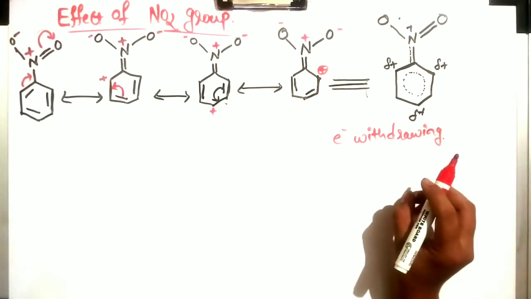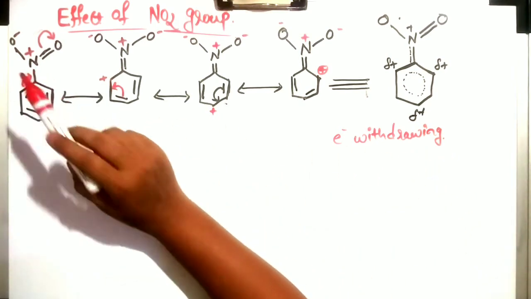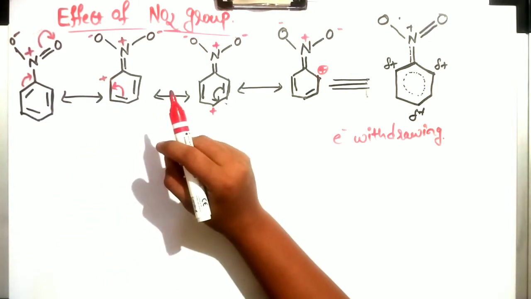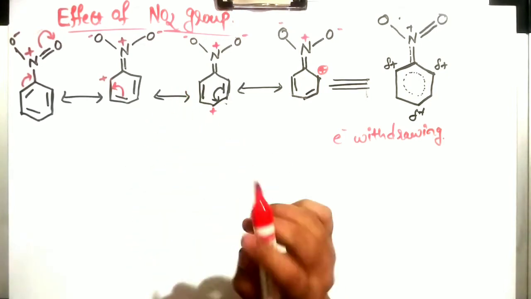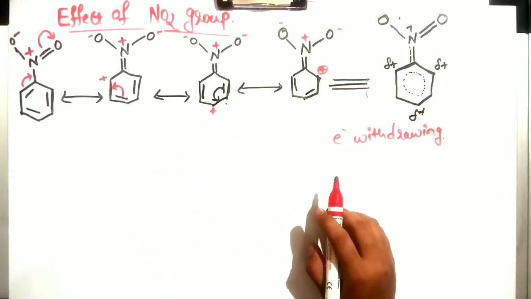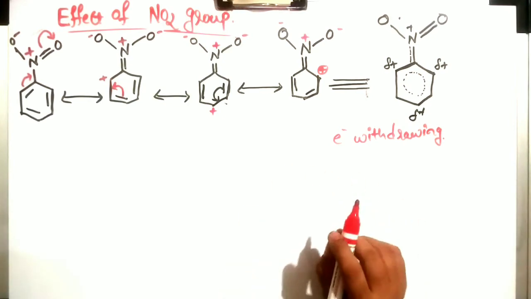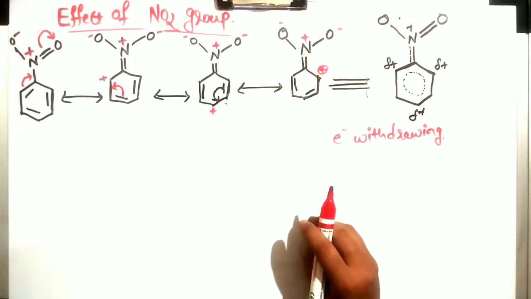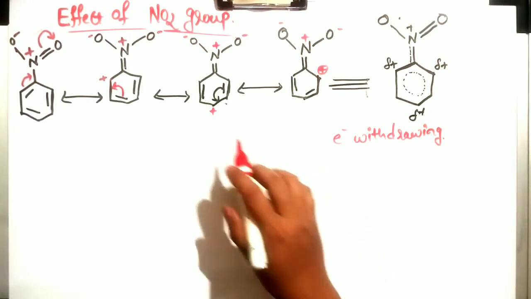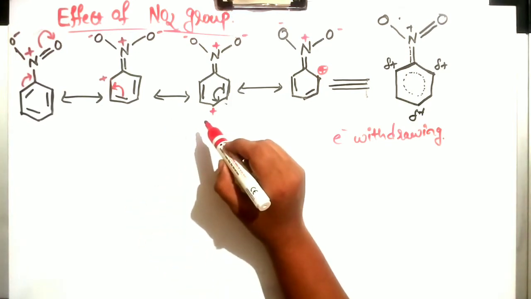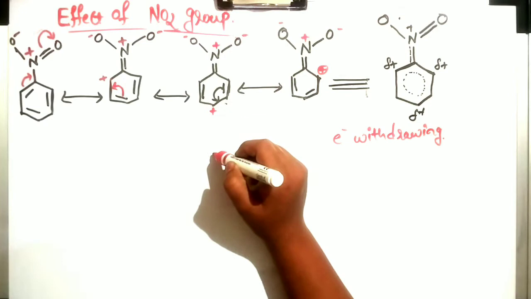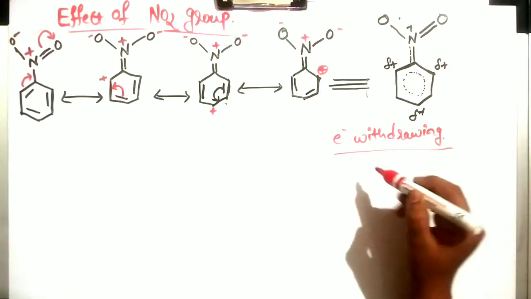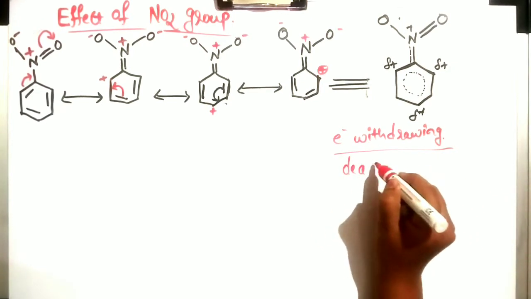So we have seen that the positive charge on the nitrogen atom is inductively electron withdrawing and it pulls electron density out of the ring. Since the benzene ring needs its electrons to react in electrophilic aromatic substitution, they are less available due to the inductive effect. So we call this nitro group electron withdrawing, and we are also calling it a deactivating group.